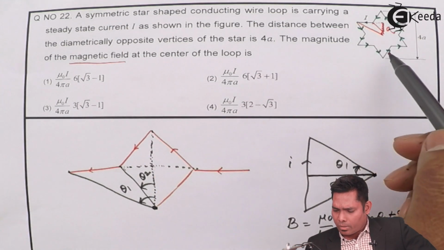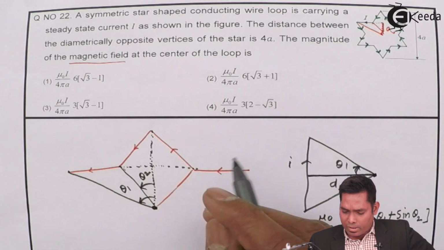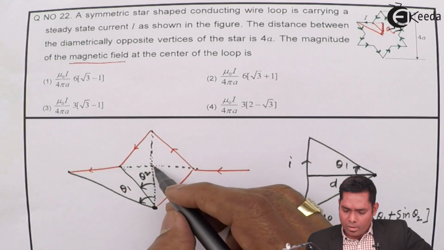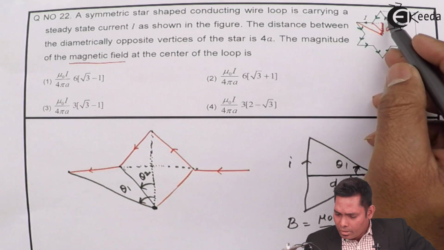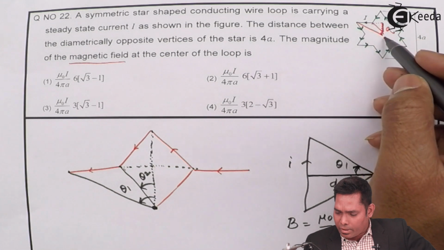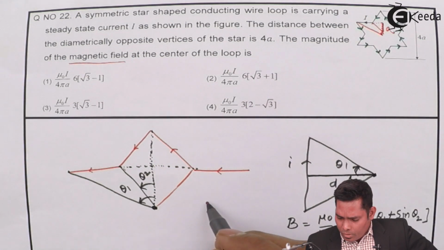This is a regular 12 sides. So if it is 12 sides, then each side will project an angle at the center. At the center, each side will project a certain angle. What angle will it project? Let me find that out.